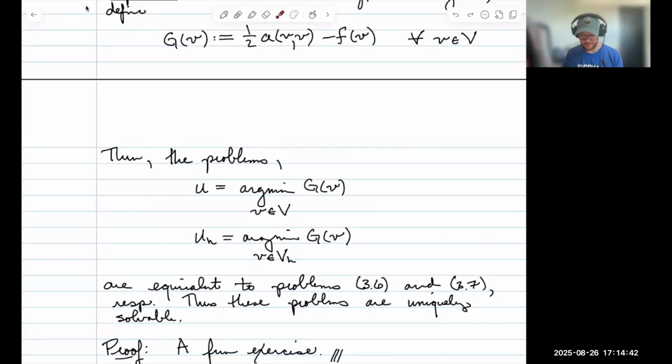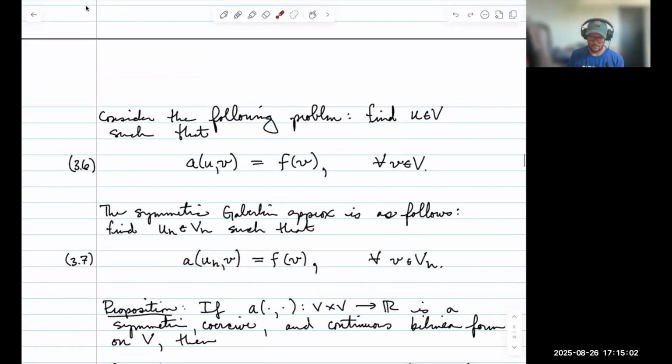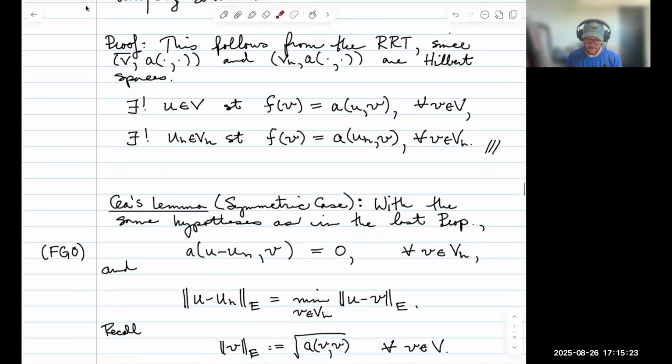Then the following problems: this is an optimization or minimization problem, and this here is what we previously called the Ritz-Galerkin approximation of that. These problems are equivalent to problems 3.6 and 3.7, the symmetric weak problem and the symmetric Galerkin approximation. Those two problems we saw have unique solutions using our Riesz representation theorem.